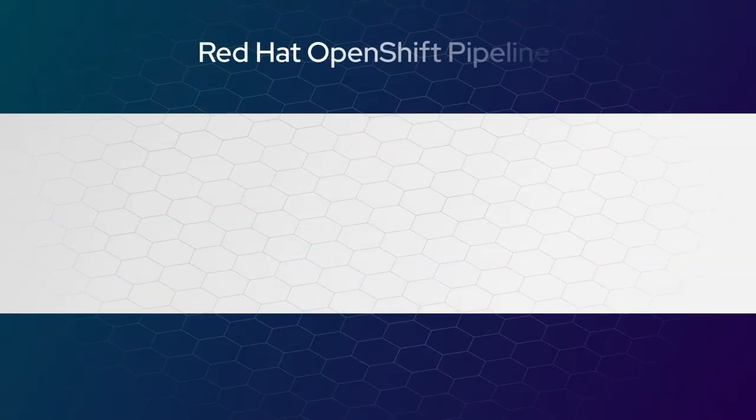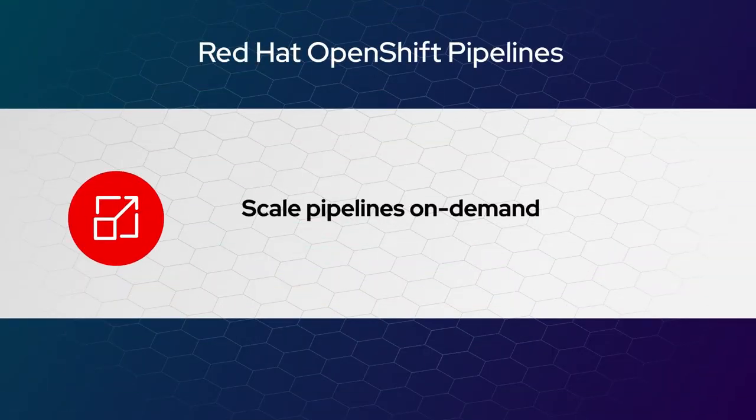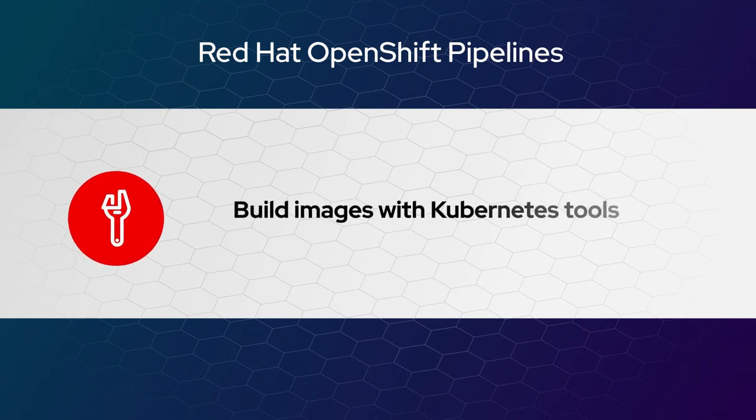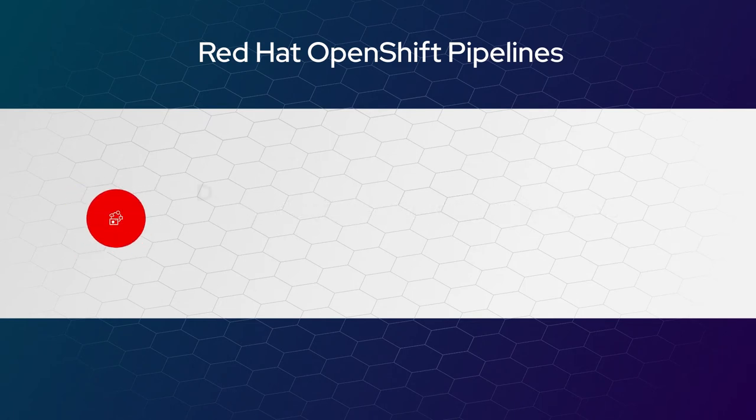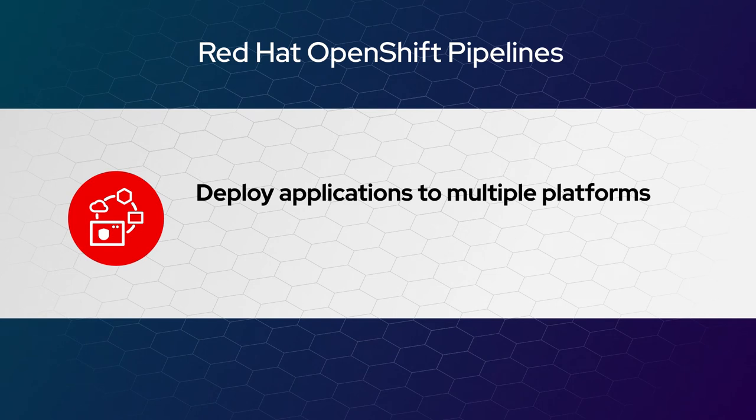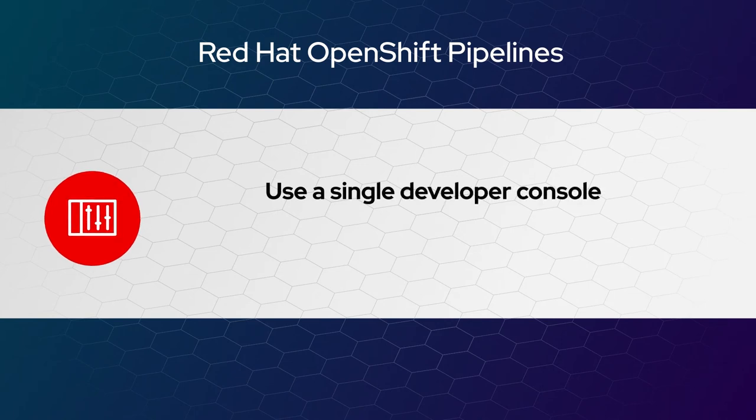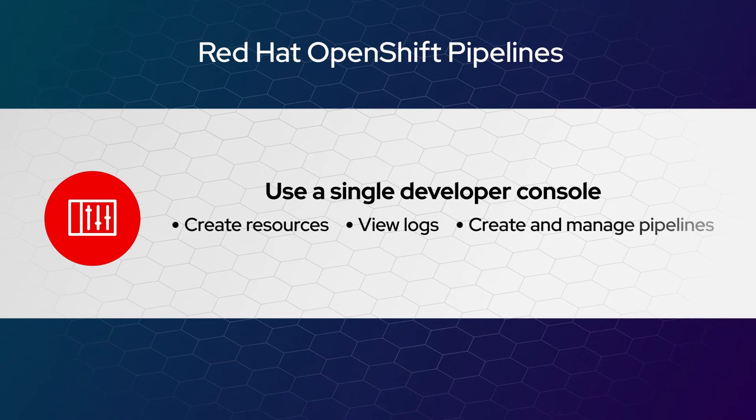With OpenShift Pipelines, you can scale pipelines on demand. You can build images with Kubernetes tools. You can deploy applications to multiple platforms, including Kubernetes, serverless, and virtual machines. And you can use a single developer console to create resources, view logs, and create and manage pipelines, so developers don't need to learn a separate set of skills.